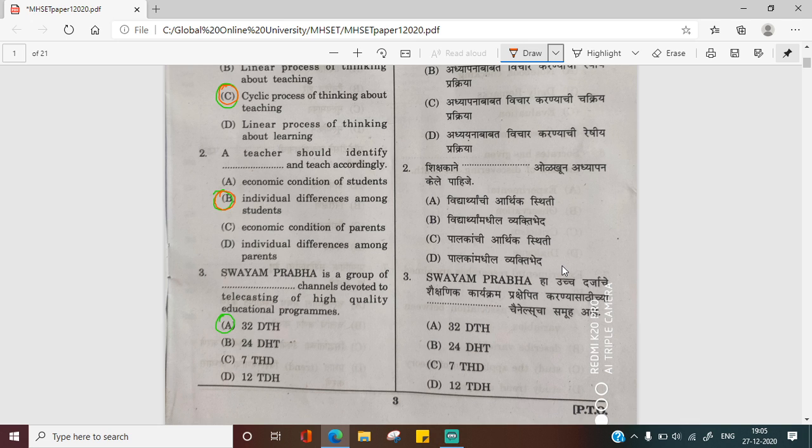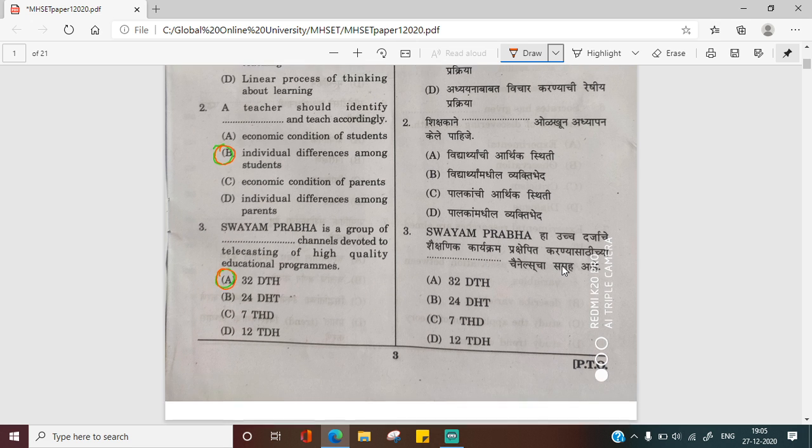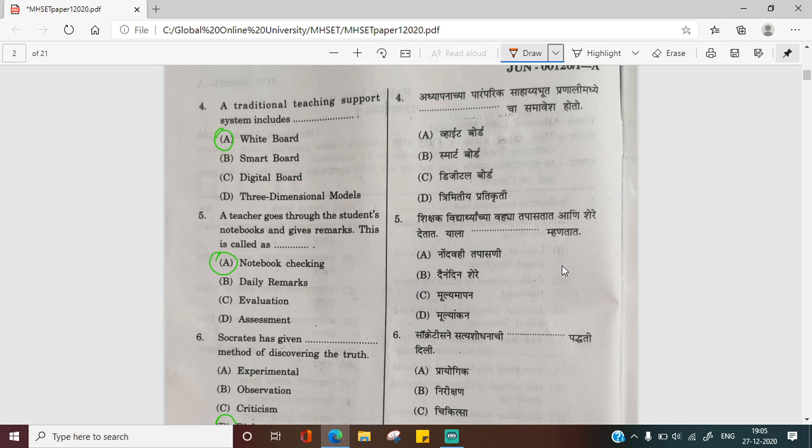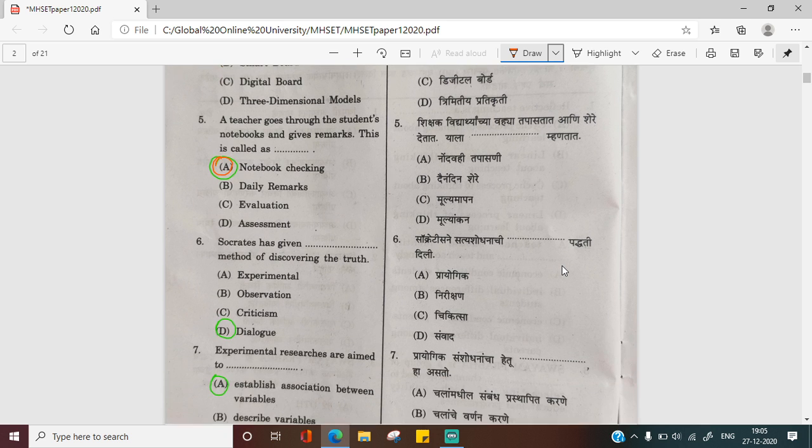Swayam Prabha is a group of 32 DTH channels. DTH means direct to home channels devoted to telecasting of high quality educational programs. Traditional teaching support system includes whiteboard. It's not digital board or smart board. It's whiteboard. We also use blackboard. So that is traditional method. A teacher goes through students' notebooks and gives remarks. This is called notebook checking. Right answer is option A.